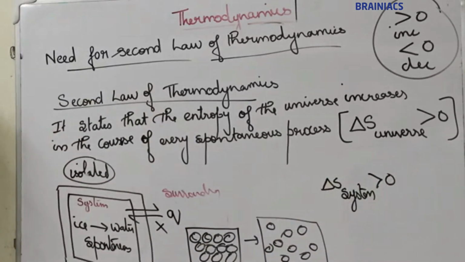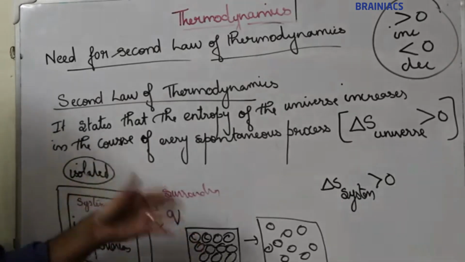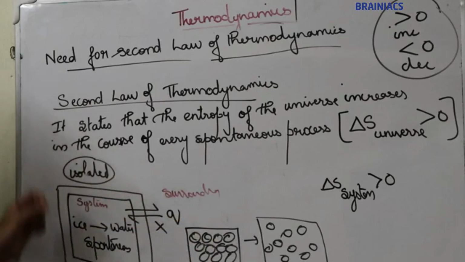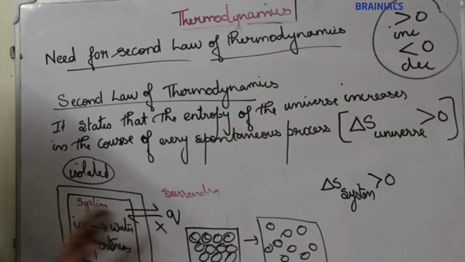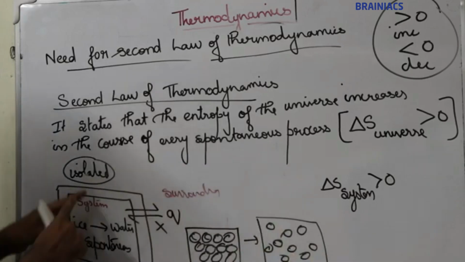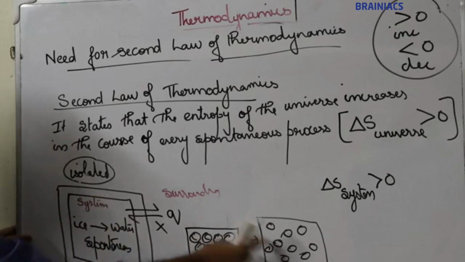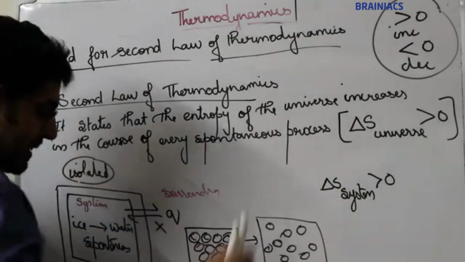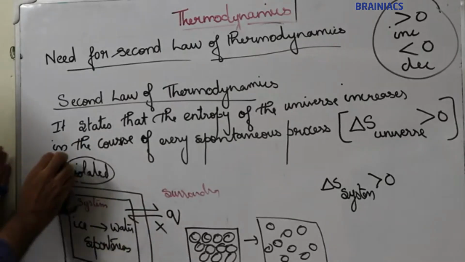I think it's clear. So consider an isolated system. Isolated system means there is no exchange of energy between system and surrounding. Now, in this isolated system, ice melts to form water. Ice is converting to water. We know that this process is spontaneous, and when ice melts to form water, entropy increases. So, in this isolated system, when this spontaneous process occurs, the entropy of the system increases. Delta S system greater than 0.